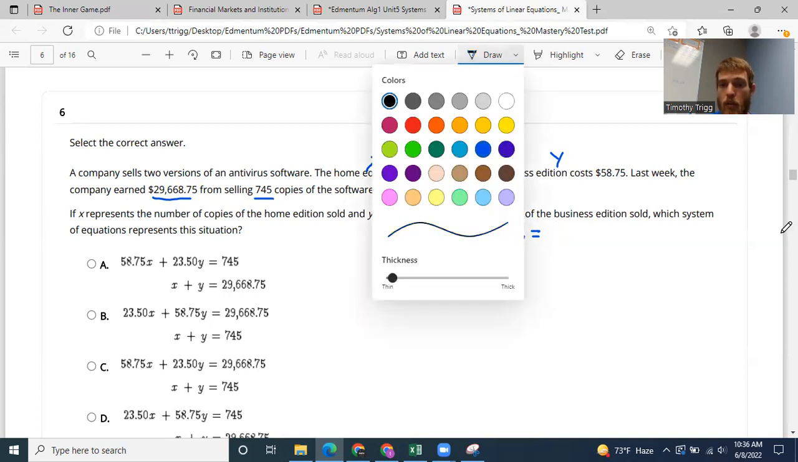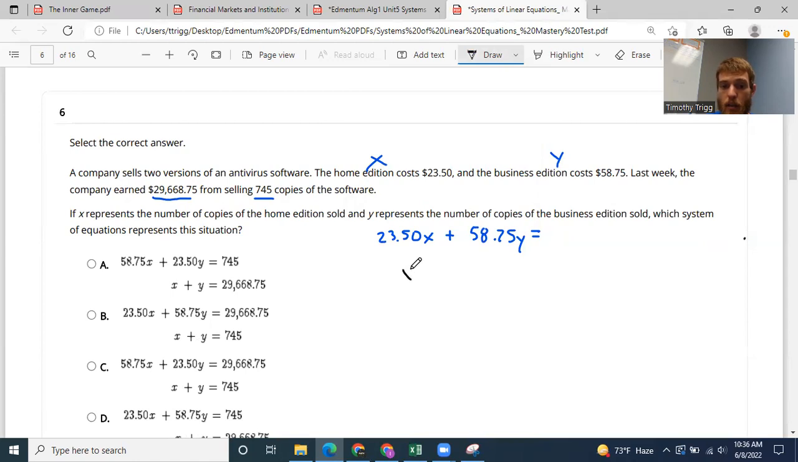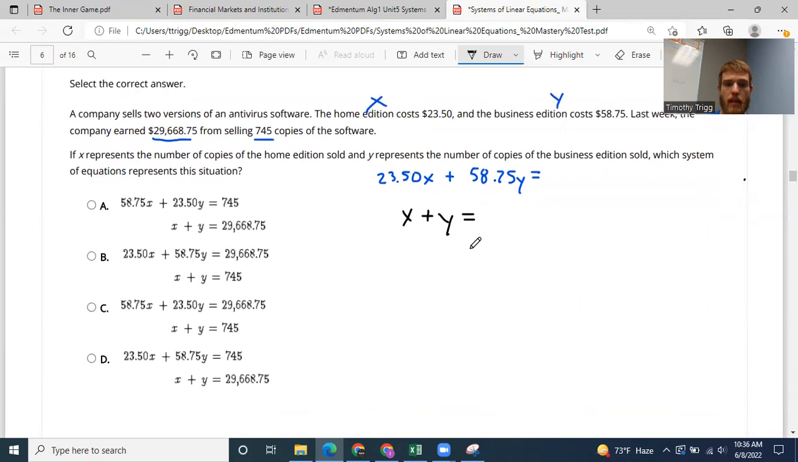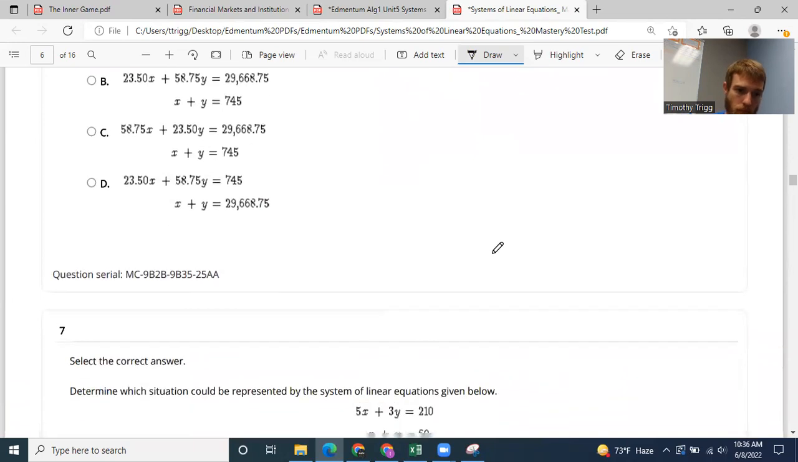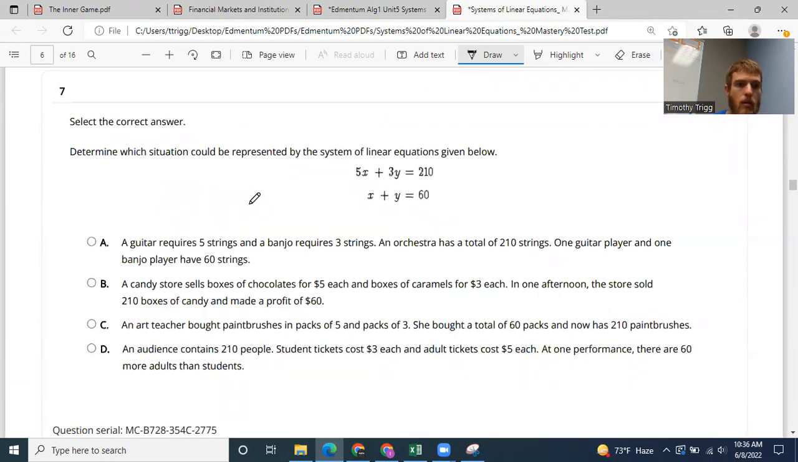Also, when we look at the quantity, the number of home editions plus the number of business editions is how many editions. So should that be the money or the number of copies of software? Okay, think about that. Number 7, determine which situation could be represented by a system of linear equations given below.